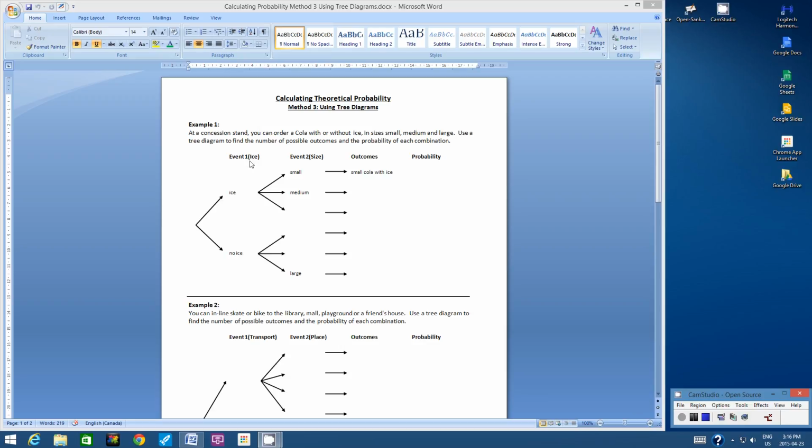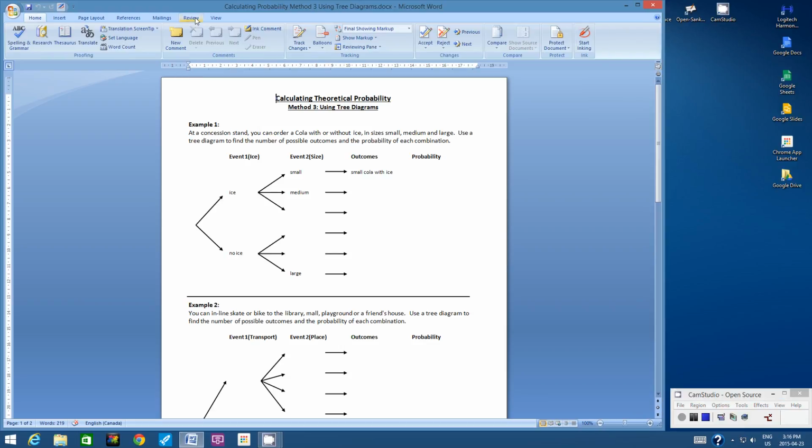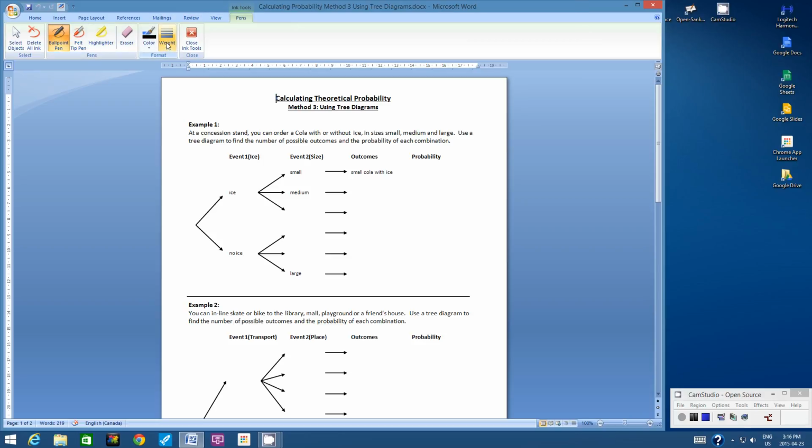Okay, so the first thing you have to realize is that we're comparing two separate things that we're going to call events. The first event is whether your drink has ice or not. So we know that it's going to be a cola, but it can be with or without ice. That's the first event. And then the second event is what size that cola is going to come in: small, medium, and large.